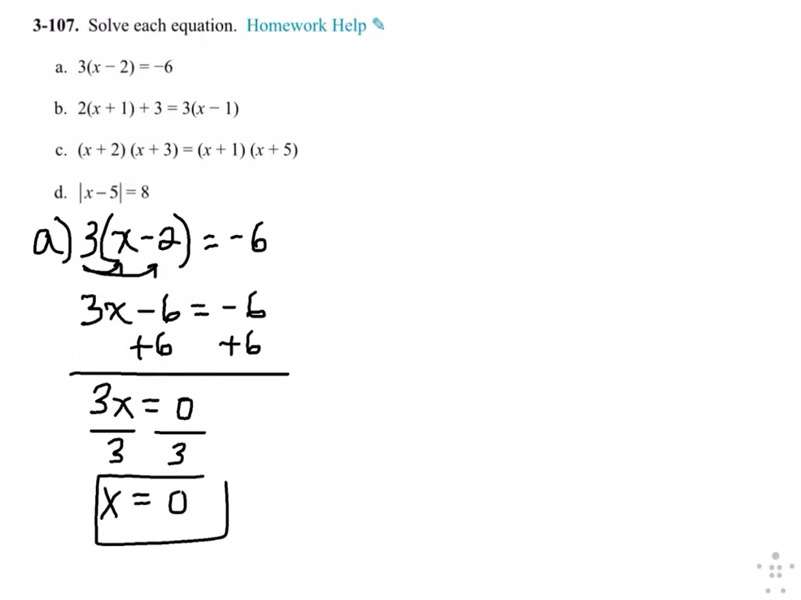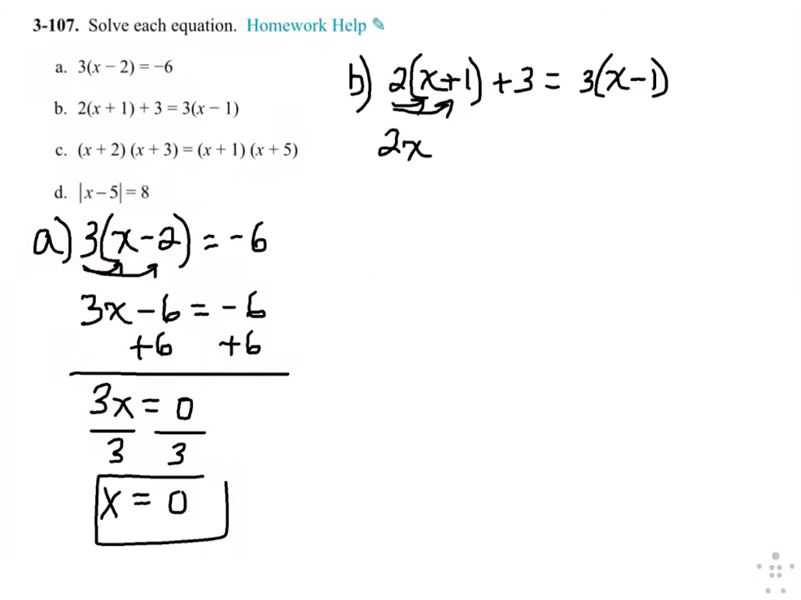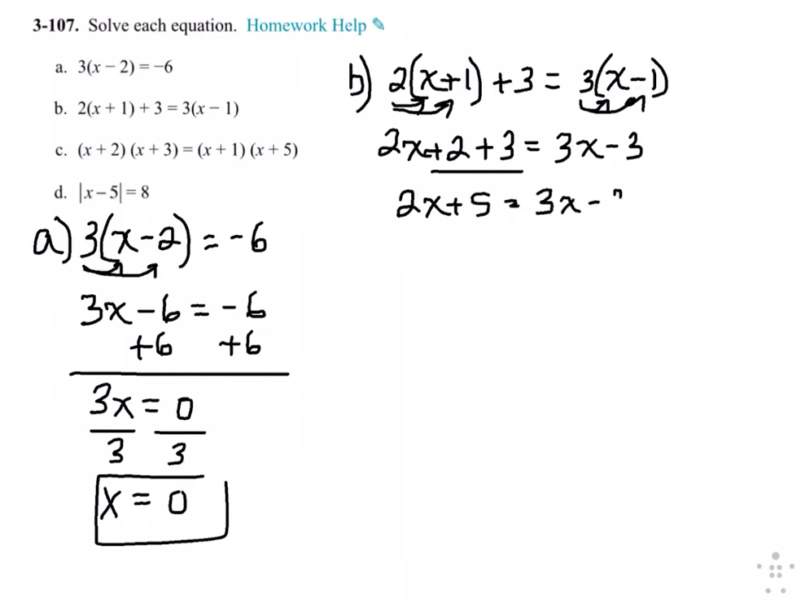For B, we'll do it up here. 2 times x plus 1 plus 3 equals 3 times x minus 1. And in this one, we distribute, right, the 2 in here. So we get 2x plus 2 plus 3 equals, and over here we distribute 3x minus 3. So that gives us like terms, 2x plus 5 equals 3x minus 3.